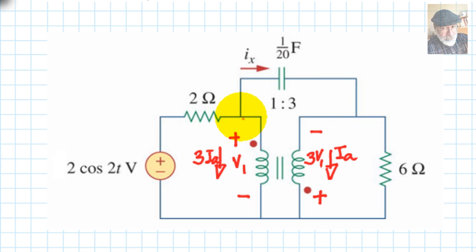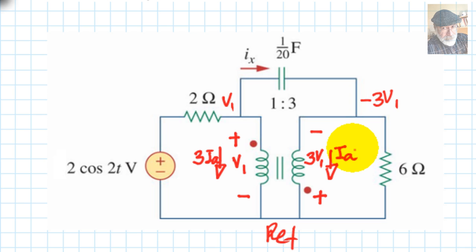We will write KCL equations for this node here on the left and for that node there on the right. Let me assign voltage symbols for them. If I choose this node as my reference, then the voltage here will be V1. And the voltage in this other node I could call V2, but observe that V2 is just the negative of 3V1. According to that polarity, the voltage here is negative 3 times V1.